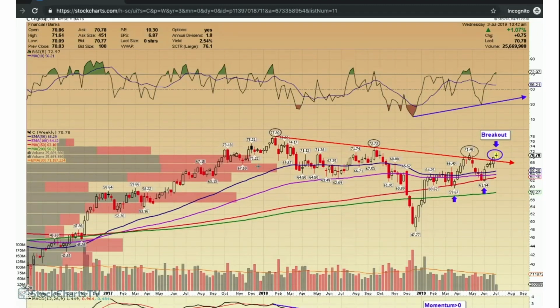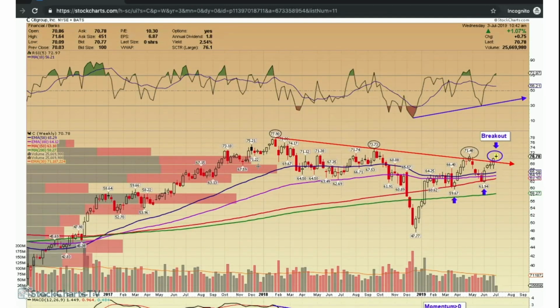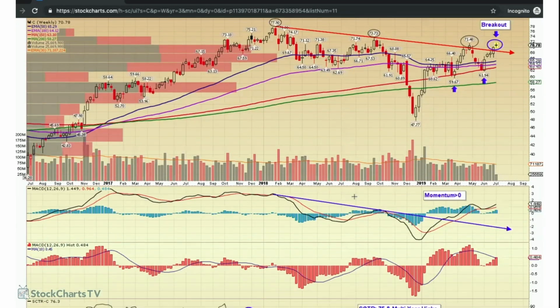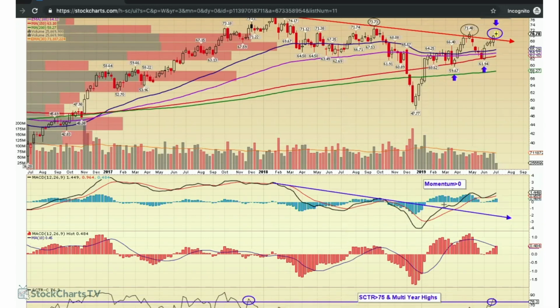I think Citi is probably one of the more interesting ones that we have here. We have this downtrend line here. We've had a false breakout above 71.48, but now we actually look to be trending up. We have a nice positive divergence here, and Citi has a scooter of 76. It's not really talked about too much, but it's one of the higher scooters in these money center banks. We have this momentum downtrend line here that we broke, and momentum's above zero.